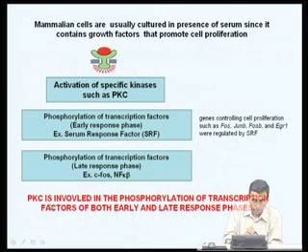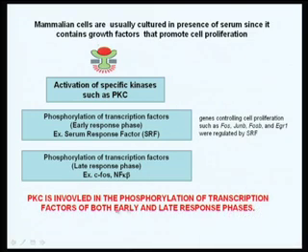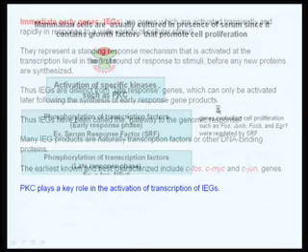As I mentioned earlier, protein kinase C is involved in the phosphorylation of transcription factors of not only the early response phase, but also of the late response phase. That means it not only phosphorylates a transcription factor like serum response factor, but it also acts on proteins like CFOS and NF kappa B, which are synthesized following the activation by SRF.